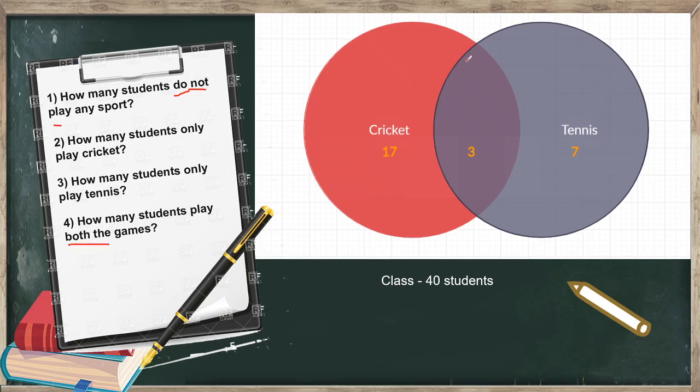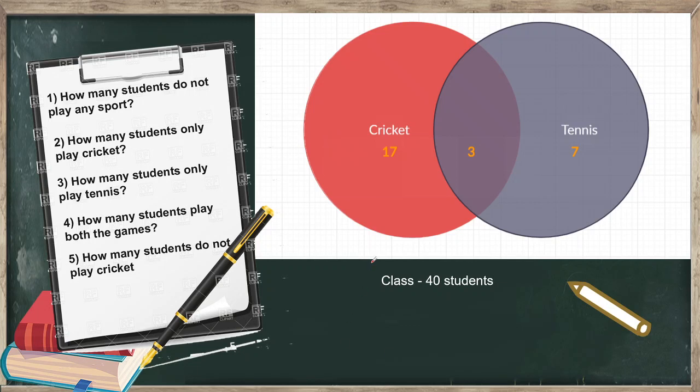That means what? It is an intersection, right? It is an intersecting area. So that will be this area. This intersecting area is the area where the students play both the games. Okay, now moving on to the next one. How many students do not play cricket?